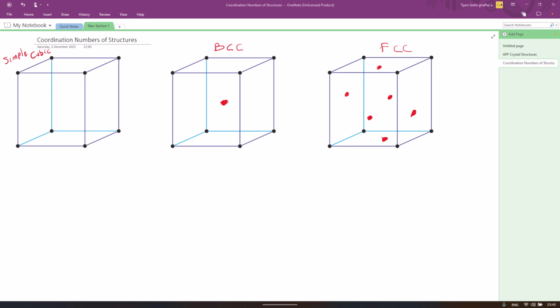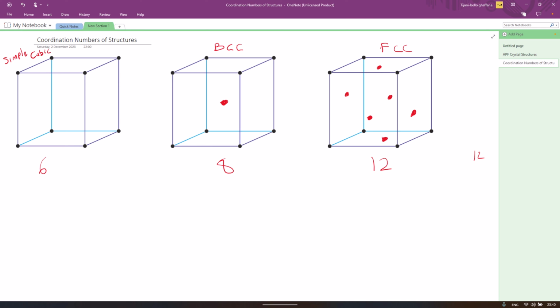Okay, so guys, today we'll be looking at coordination of our structures. As you can see here is the simple cubic unit cell, BCC and FCC. So for the coordination number of simple cubic, we know this is 6, we know this is 8, and we know this is 12. Then we know for HCP is also 12, but here I'll be explaining to you how we derive all of these.